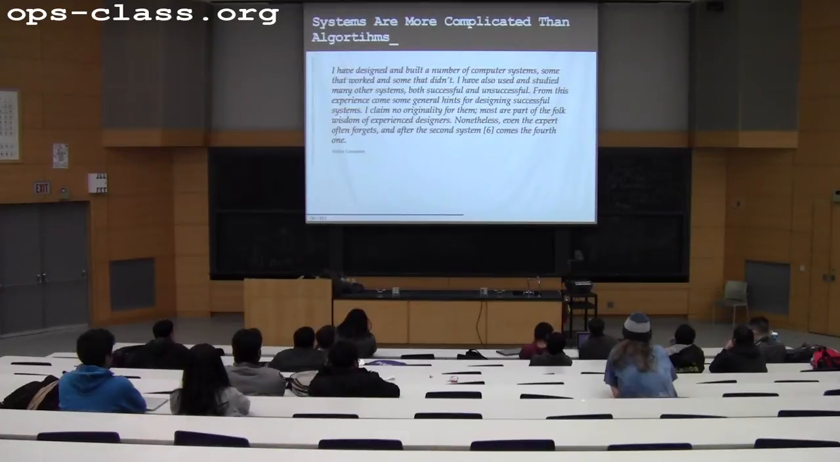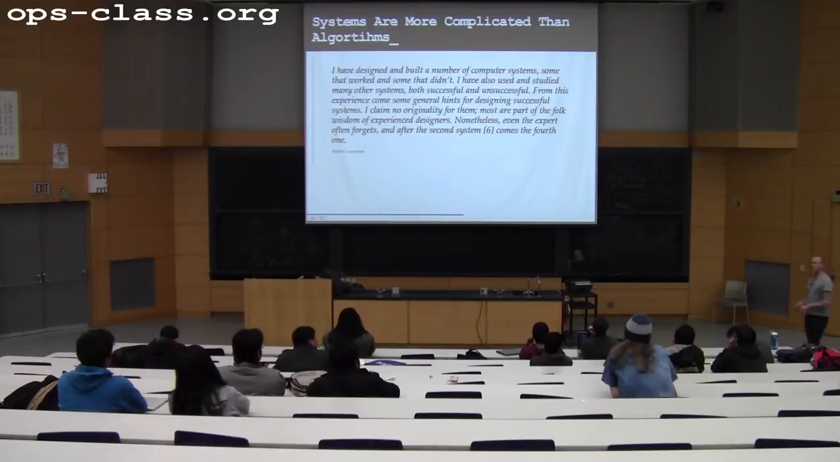So this is sort of part of the preface. Butler Lampson, this paper was written quite some time ago. Since then, he has certainly continued to build computer systems. And I like this: I have built a number of computer systems, some that worked and some that didn't. I've also used and studied many other systems, both successful and unsuccessful. So clearly, a paper like this has to be derived not only from successes, but from failures. If you look through the paper, you can find plenty of places where he uses examples of things that were done incorrectly to illustrate his points about system design. He claims no originality for these hints. Nonetheless, it's useful for people to remind themselves.